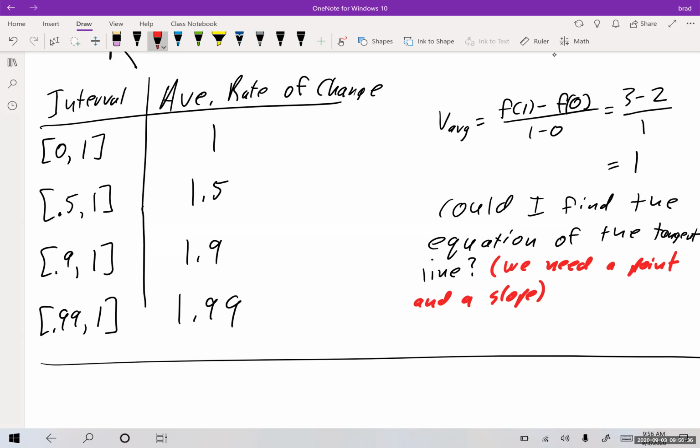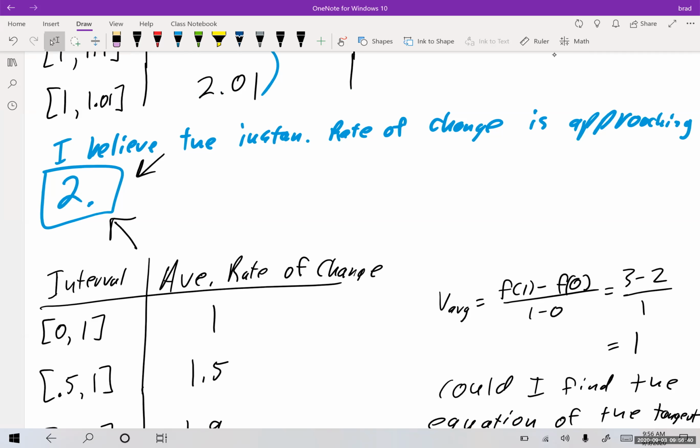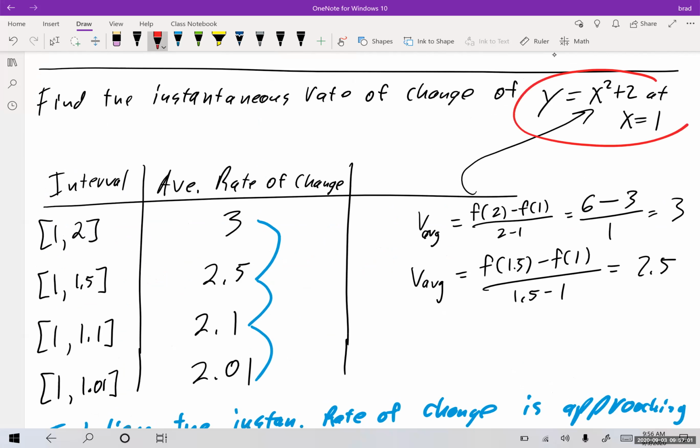Well, we have the slope. We just found it. We said that the instantaneous rate of change is approaching 2. This is math code for slope of the tangent line. Okay, so we know the slope of the tangent line is 2. We also know a point on the graph. We could just plug 1 in. If we plug 1 in, we get 3. So we know there's a point on the graph of (1, 3).